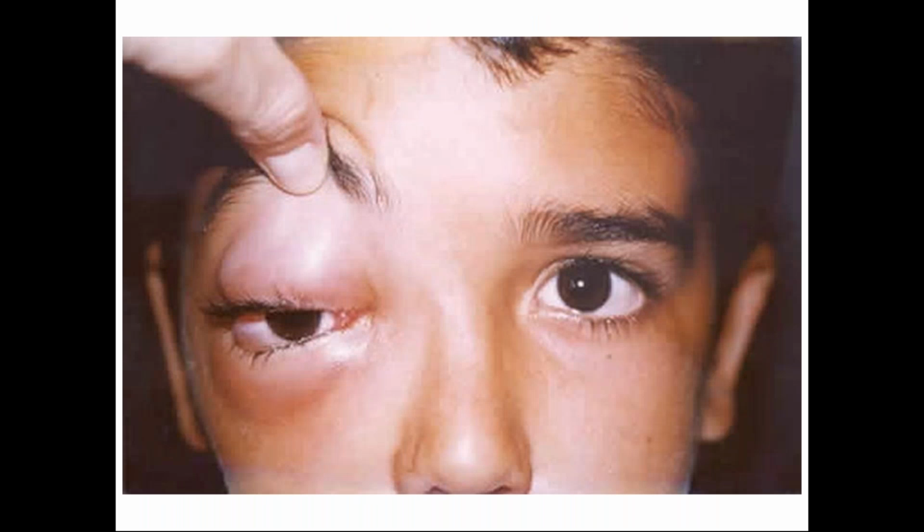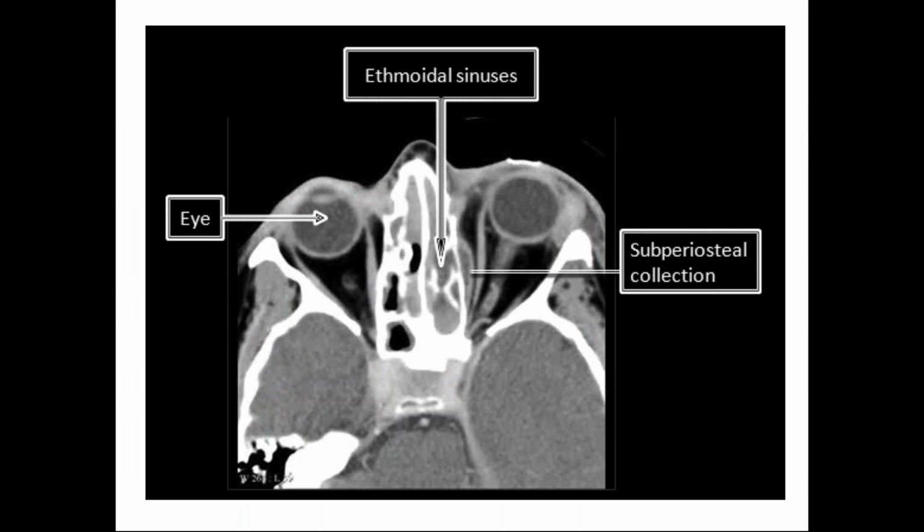It is a picture showing a subperiosteal abscess. There will be proptosis and chemosis, and proptosis is nothing but pushing of the eyeball anteriorly. These are the ethmoid sinuses. Because of the involvement of the ethmoid sinuses, there will be collection of pus beyond the lamina papyracea. This is the periorbita or periosteum, and this is the paper-thin lamina papyracea, and the pus is collected in between. It can lead to subperiosteal abscess.